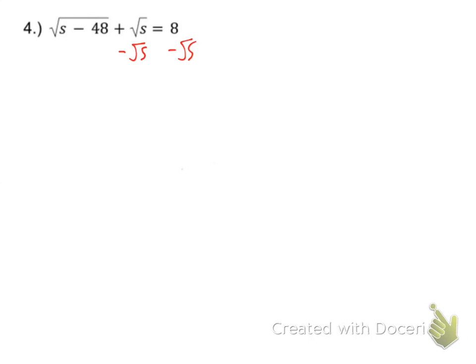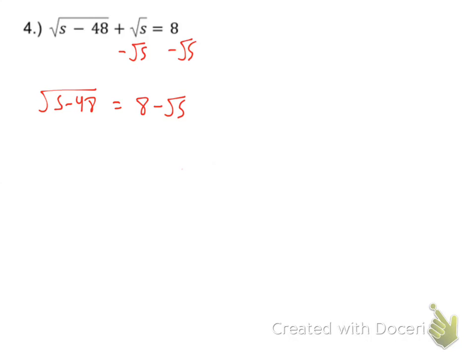So if I subtract square root of x from s from both sides, it'd be s minus 48 with the square root equals 8 minus square root of s. Would you guys agree? Okay, this is going to get interesting. Now, I got them separated.